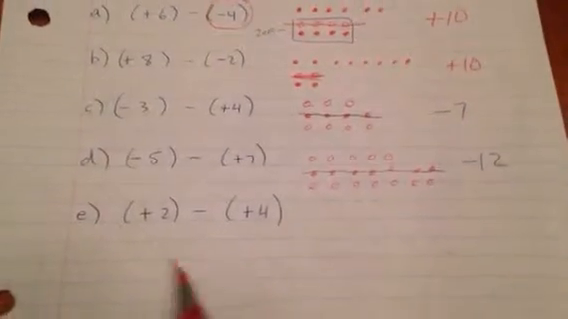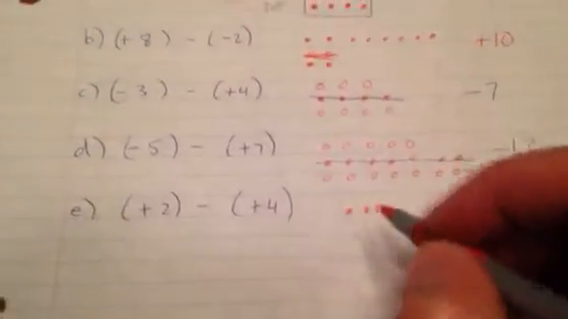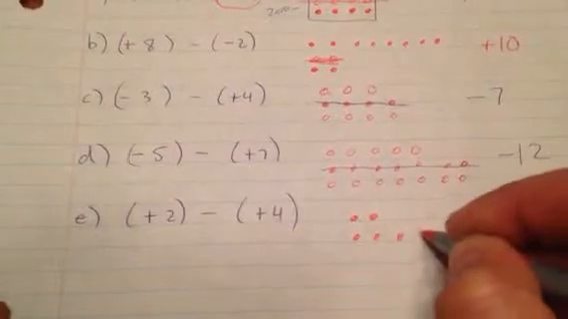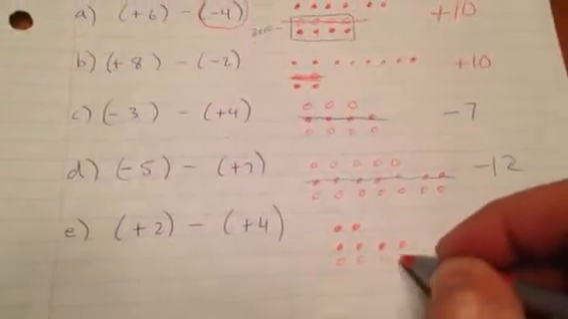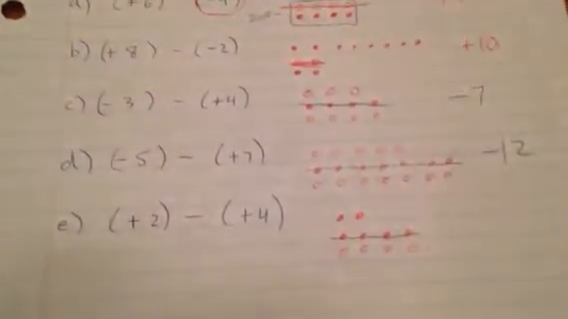Okay, and last one. Positive 2, take away a positive 4. So there's my positive 2. Take away positive 4. I don't have positive 4 to take away. So let's add in positive 4. And let's add in 4 negatives as well. So I still have the positive 2 because that's all 0. Now can I take away 4? Yes, I can. There we go.